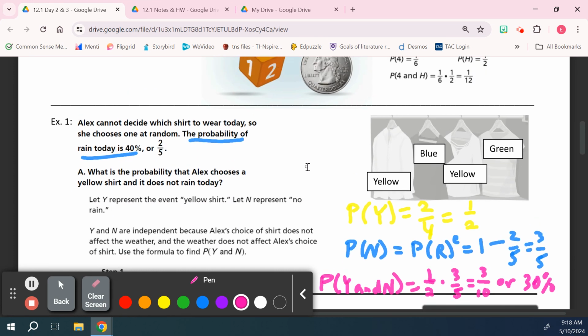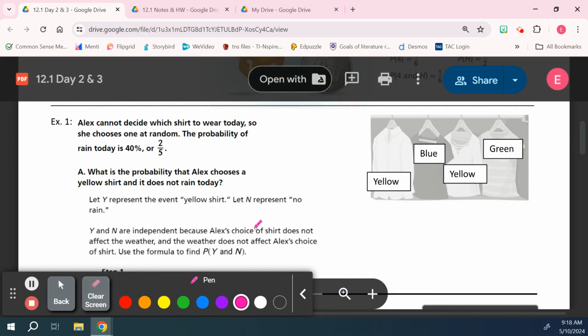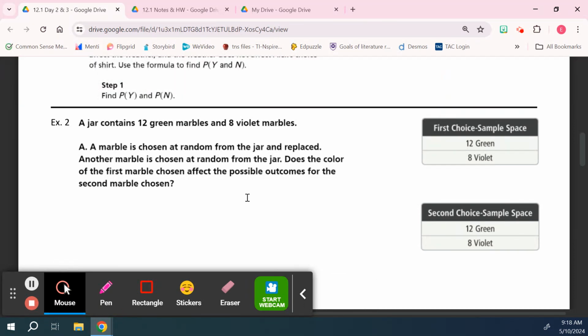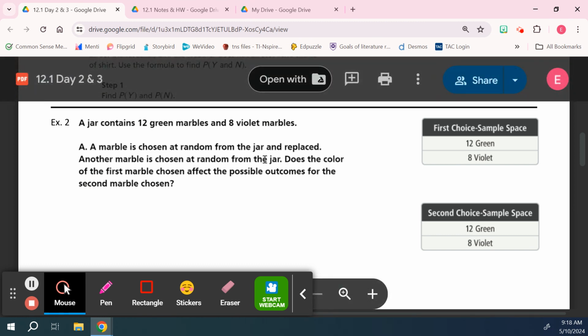Anybody still writing? Okay. So the next one, it says, example 2, a jar contains 12 green marbles and 8 violet marbles. A marble is chosen at random from the jar and replaced. So if I had a bunch of marbles in there, I would pick one. Ooh, what color do I have? Record the results, pop it back in. Okay. So it says, another marble is chosen at random from the jar.